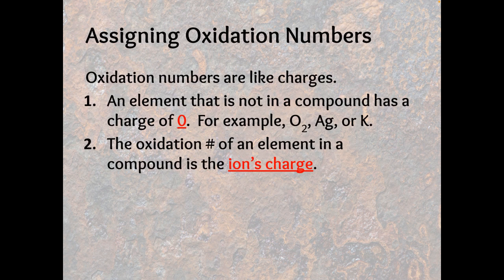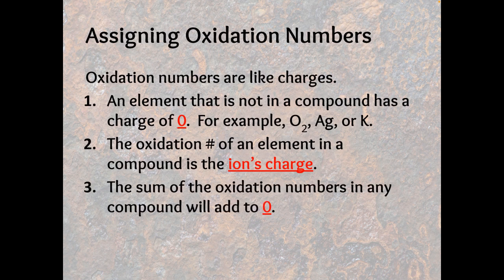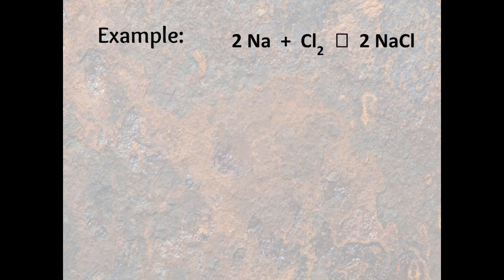The oxidation number of an element in a compound is the ion's charge. So we're really going to focus on ionic compounds, and so their oxidation number is basically just the same thing as its charge. This can often be found on your ion sheet. And finally, the sum of the oxidation numbers in a compound must add up to 0. We won't use that too often, but it's useful to know.